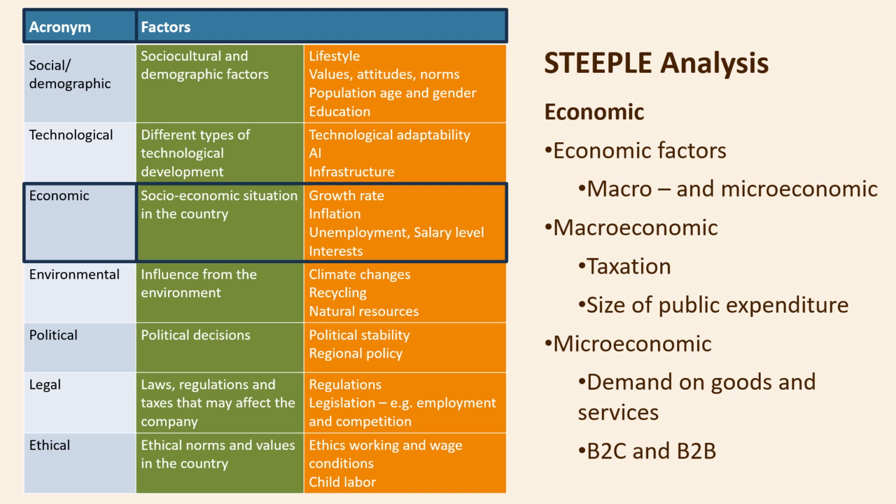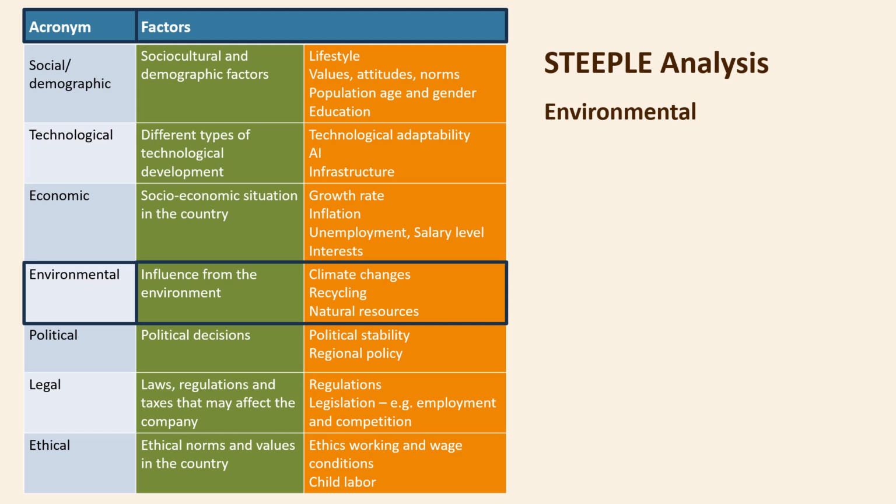Microeconomic factors deal with how the population's demand is distributed between goods and services. This is crucial for companies that work in the B2C market, i.e. the consumer market, and, by extension, in the B2B, the producer goods market, as a large part of the trade on B2B is derived from the development on B2C.